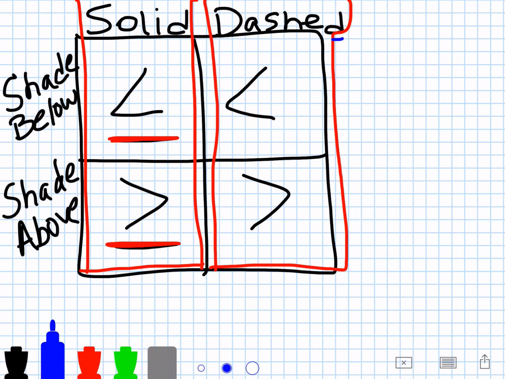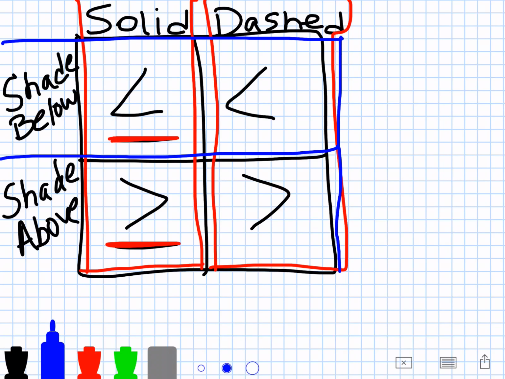Now, how you read it is, if your symbol is less than or equal to, or just less than, you're going to shade below the graph. Remember, if it's less than, go below. If it's greater than or equal to, or greater than, in these bottom boxes right here, then you're going to shade above the graph. You will see some examples as I go along in this video, but you want to be sure that you have this chart written down, because you're definitely going to need it.